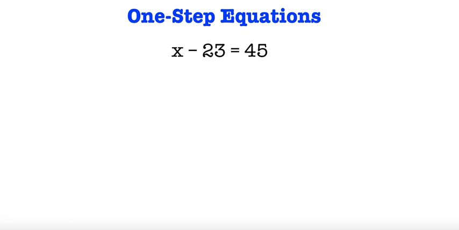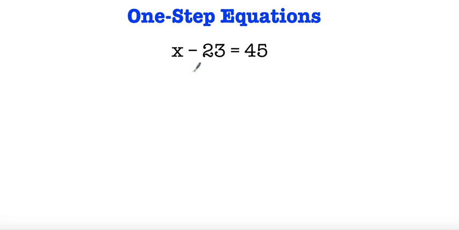Hello, mathematicians. Today we're going to be learning about 1 and 2 step equations. And in these equations, we're subtracting two terms. So we're going to solve for x when we're subtracting two terms. So here I have x minus 23 is equal to 45. And remember that our goal is to isolate our x to find the value of x.